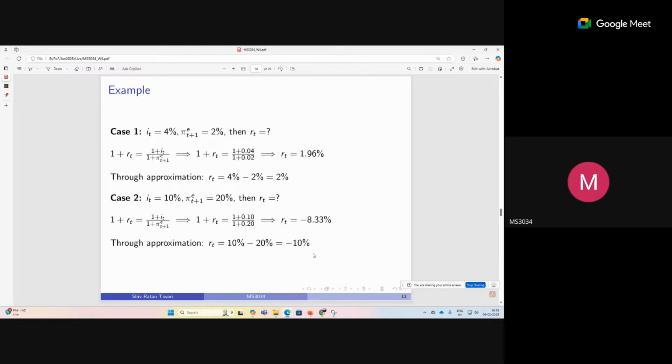In that case, if you use the exact formulation, the real interest rate is negative 8.33%, and through the approximation it is minus 10%. So these two numbers are not the same. When you have larger values of interest rates, you should use only the exact formula, not the approximation.